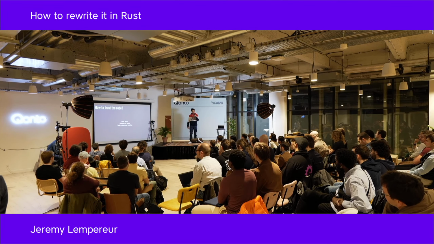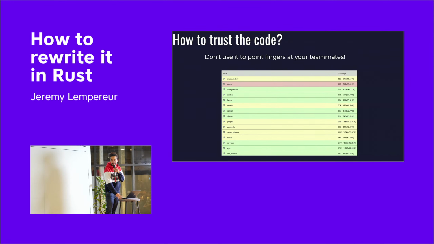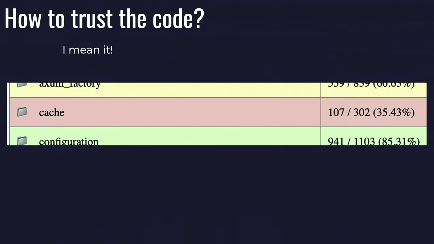One last thing that is very important. You get a rough idea. So it's just a helper. You run it once. Maybe you put it in CI sometimes if you want to. But honestly, you get a rough idea of what parts of your code base is covered, and that's it. One thing that's very important, you don't want to use it to point fingers at your teammates. It's a bad look. You are all working as a team, okay? Seriously, don't.